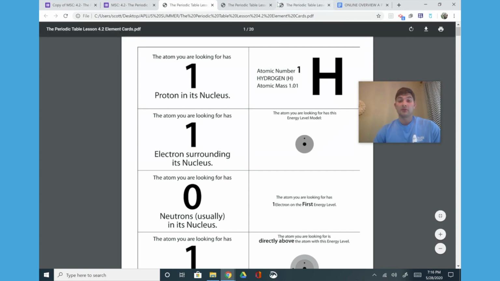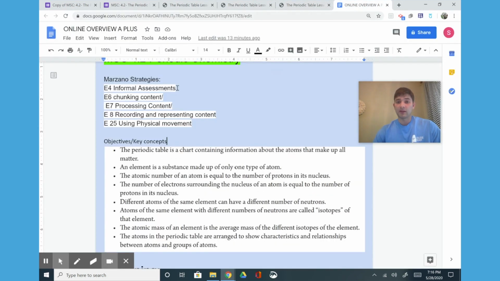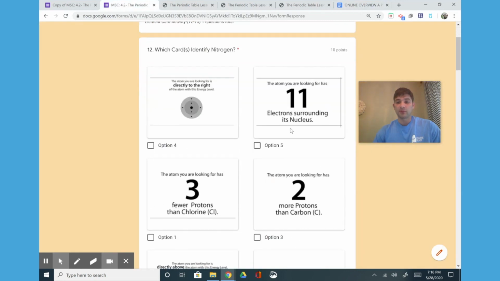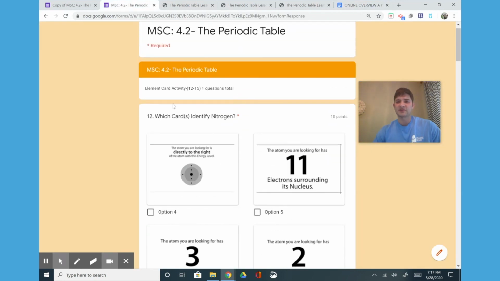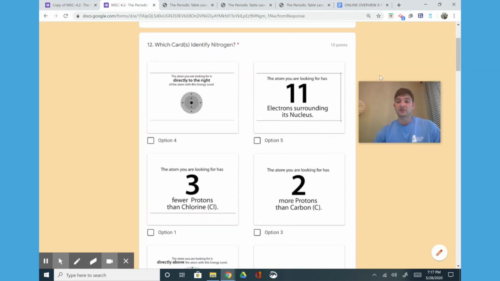And so hopefully everybody will do just fine on this Google Form, but I did put some feedback, especially on the first 11 if you are missing them. But just try to take your time on it and you should be fine.